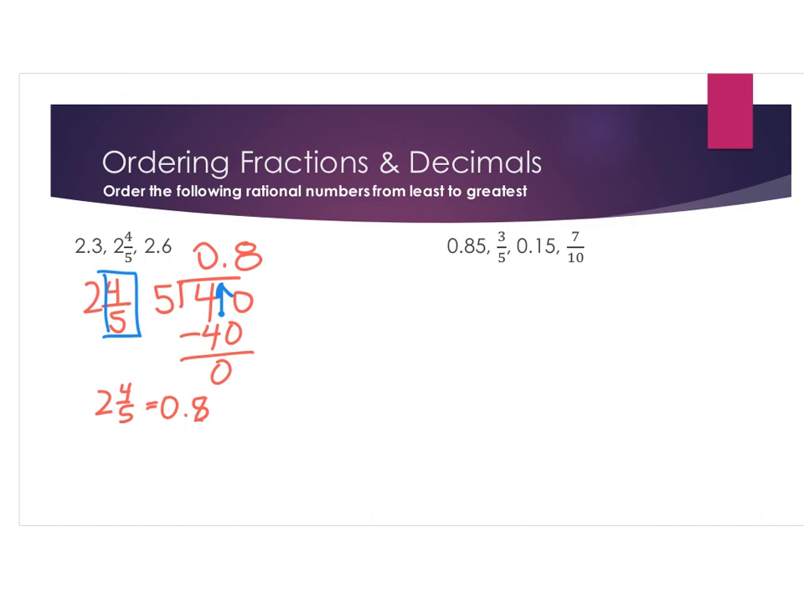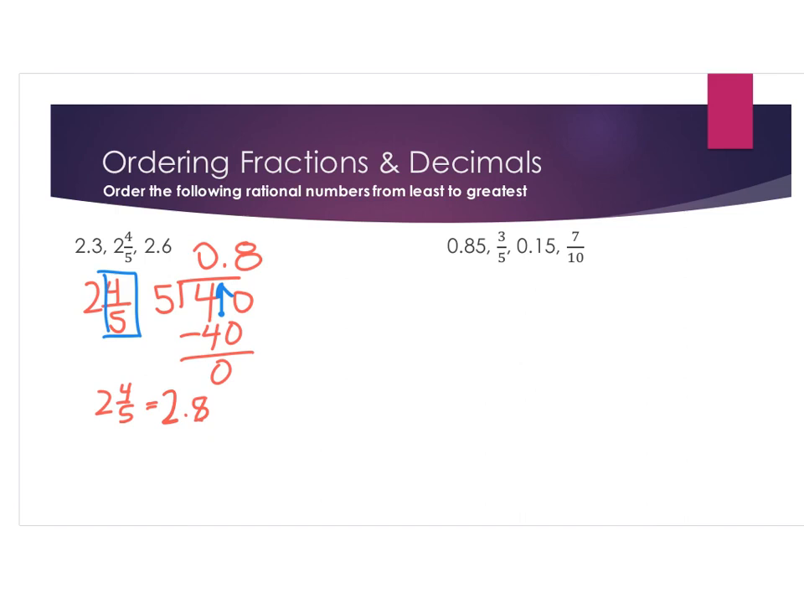Remember, whenever we changed our fraction into a decimal, we only worked with the 4/5 part. So 4/5 equals 0.8. When I get back to my decimal answer, my final answer, I have to remember to add my 2. So I'm not going to have a 0 here. I'm actually going to have a 2 because I need to add my 2 back in. So 2 and 4/5 equals 2.8.